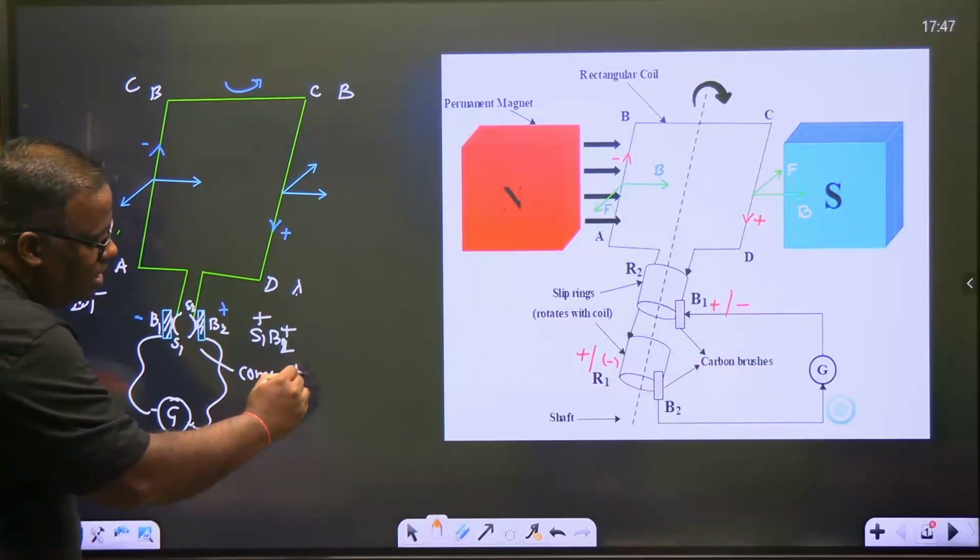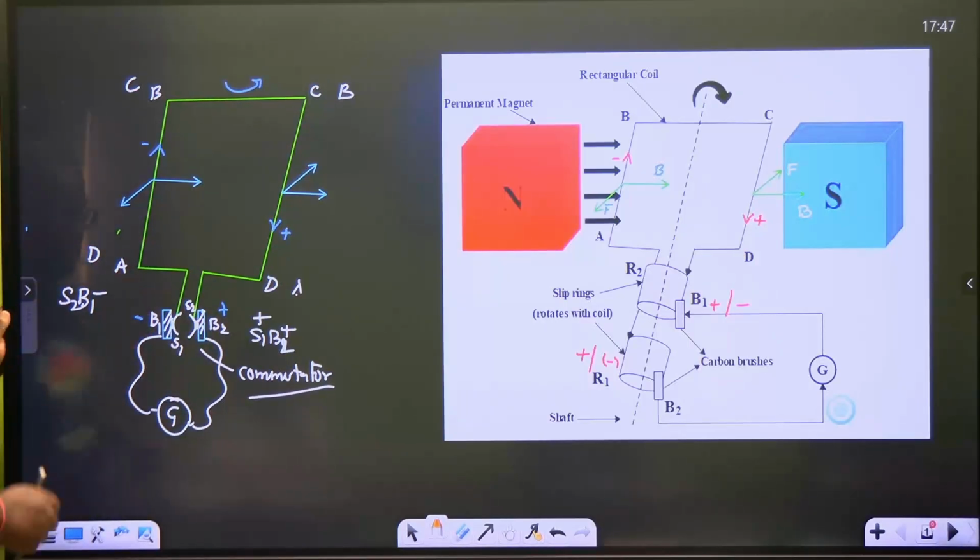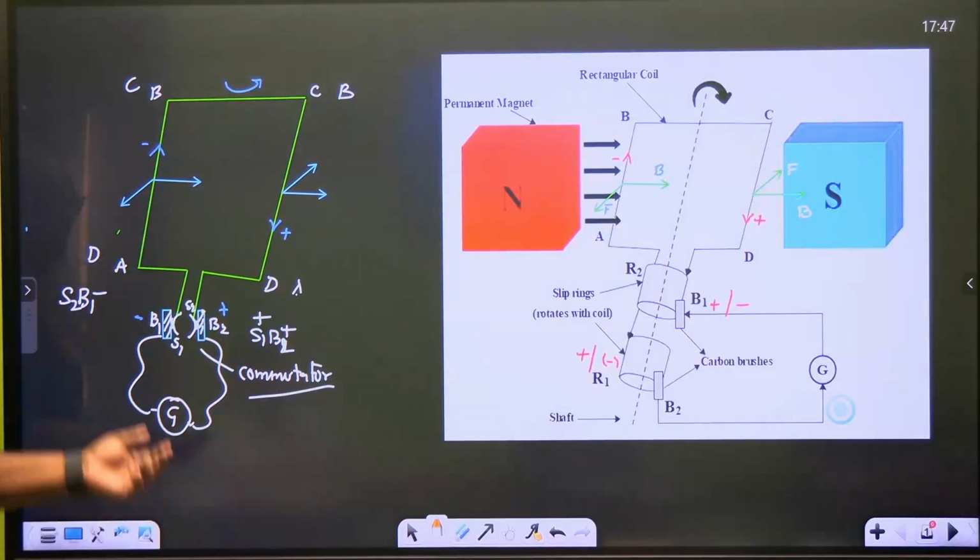This is a DC generator, and this arrangement is known as a commutator. A commutator is the arrangement, this is not in your syllabus, with the ring as well as the brush. The job is to commute the current outside. You can't connect something with the coil.